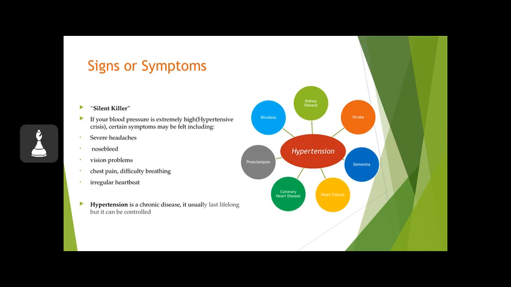As you can see here, some complications of hypertension are kidney disease, stroke, dementia, heart failure, coronary heart disease, preeclampsia, and blindness. Hypertension is a leading cause of cardiovascular disease and dementia, which is a loss of cognitive function. Hypertension is a chronic disease. It usually lasts a lifetime, but it can be controlled.